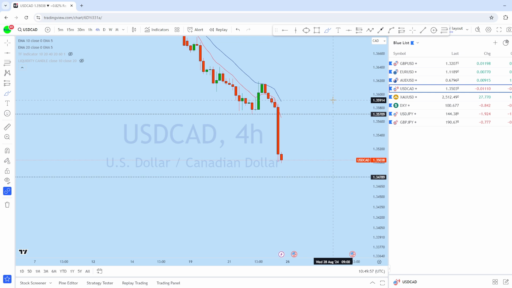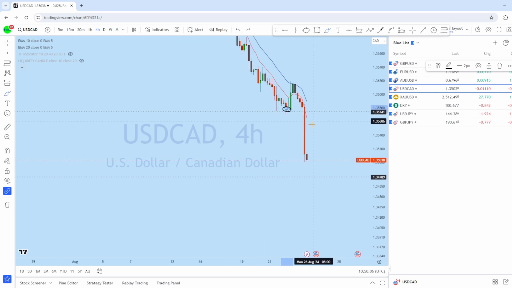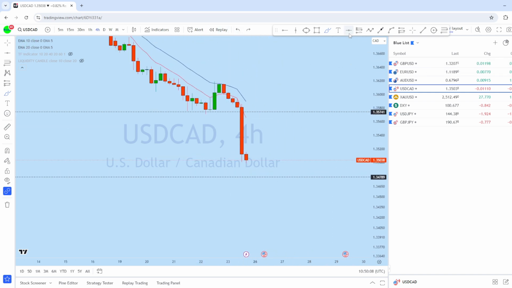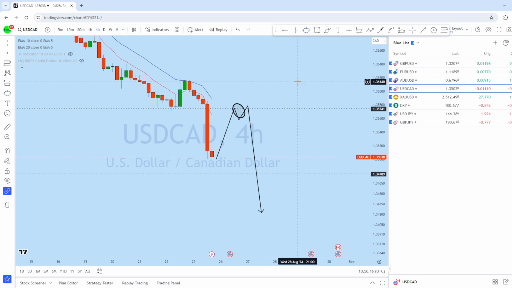Now if we look at the 4-hour chart on dollar CAD, this is a previous support level of this downtrending market structure. On dollar CAD, we will be waiting for the market to move up to retest and then continue to drop to create a new lower low.